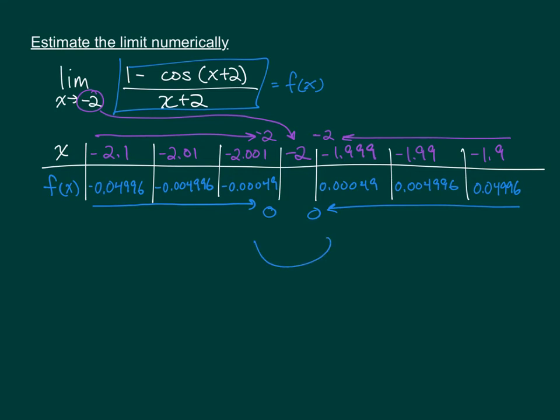Whenever we find limits and they exist and we can put a numeric answer to it, this 0, that's amazing. We really like that as mathematicians. So we can write the limit as x approaches -2 of 1 minus cosine x plus 2 all over x plus 2 equals 0.